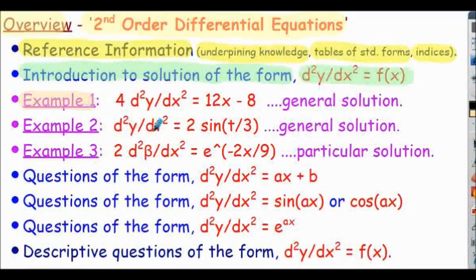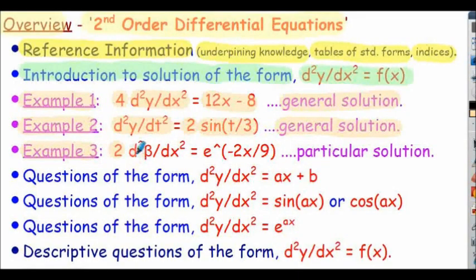Example 1 solves the differential equation 4 multiplied by d2y by dx squared is equal to a polynomial function of 12x minus 8. We show the general solution here. Next we have example 2, d2y by dt squared is equal to 2 multiplied by the sine of t divided by 3, and again we form a general solution. And we have example 3, 2 multiplied by d2 beta by dx squared is equal to an exponential function, and we form in this case a particular solution.